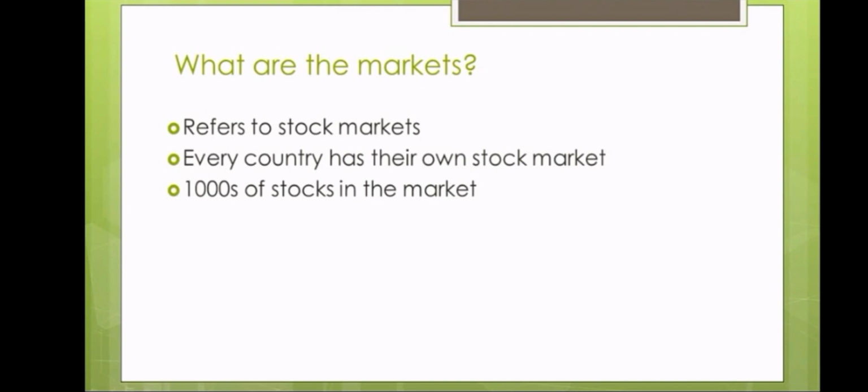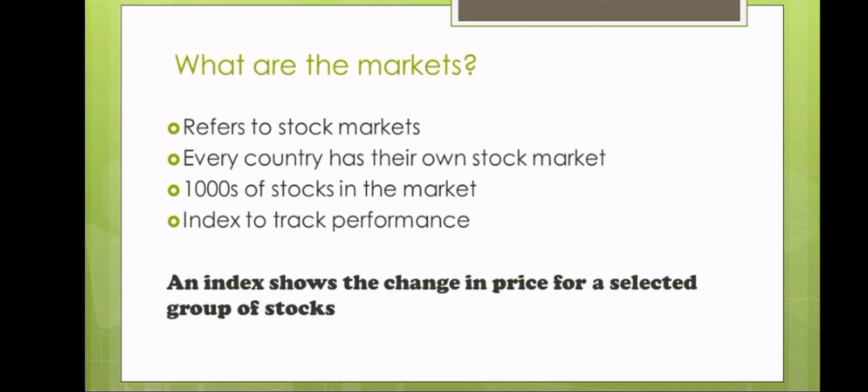So how do we keep track of how the stocks are performing in a market? Well, this is when we look at something known as an index. An index is a technical instrument that can help us track the performance of a market. So what an index does is show the change in price for a selected group of stocks. So let's look at a simple example to introduce to you how an index works.